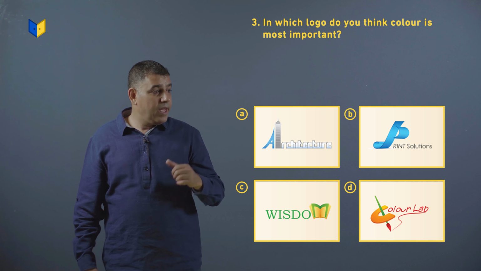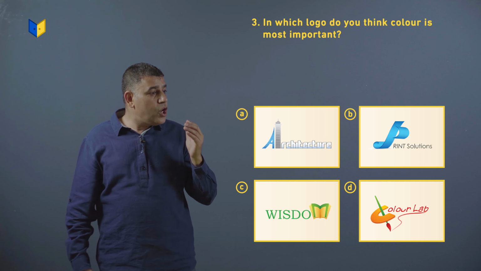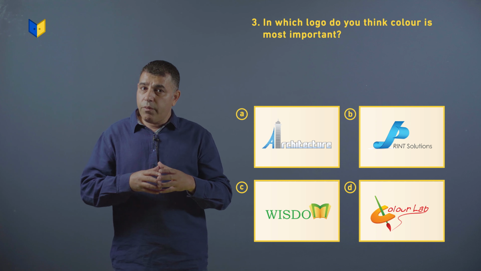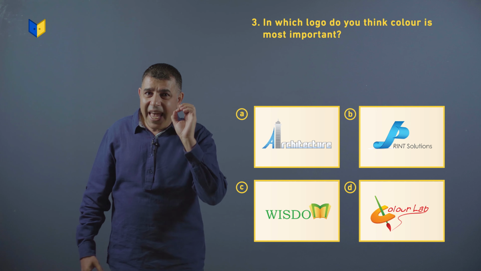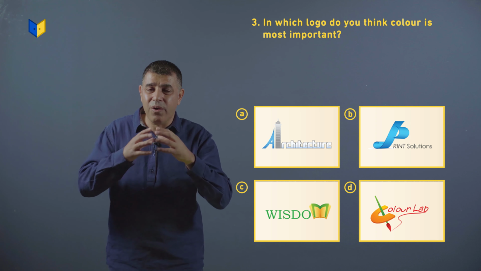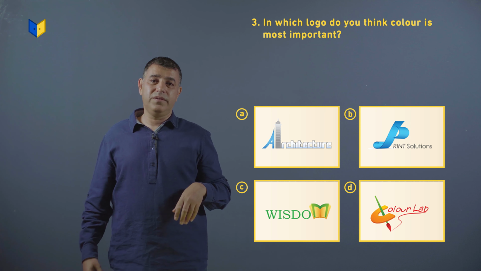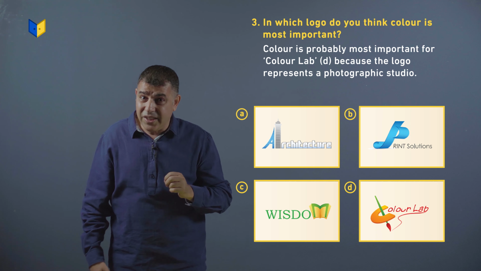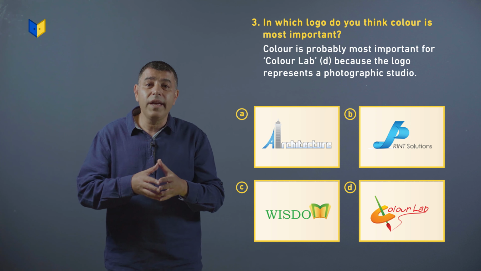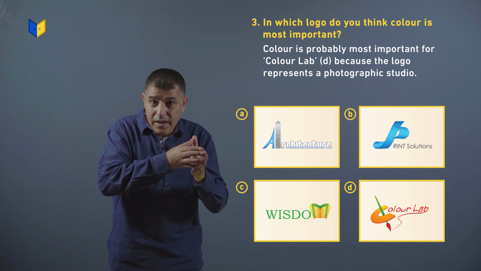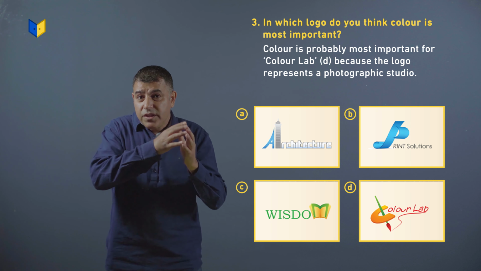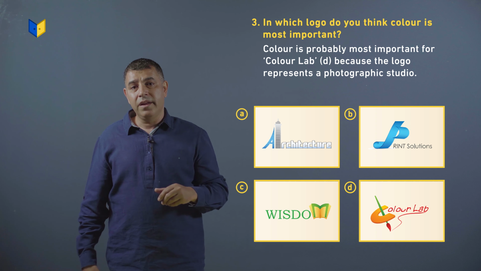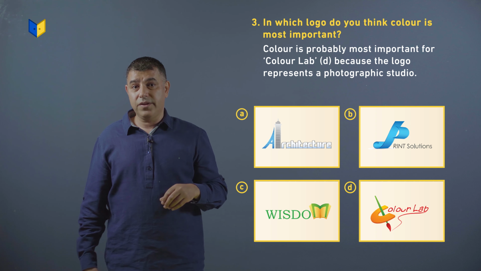Question number 3. In question number 3 we have, in which logo do you think color is most important? Now we have 4 logos. Which logo is using colors most important? That is obvious. هذا واضح. D. Why in D? Because in D we are talking about a photographic studio. Photographic studios use colors. So we need to use colors in this logo. It's very important to use colors.